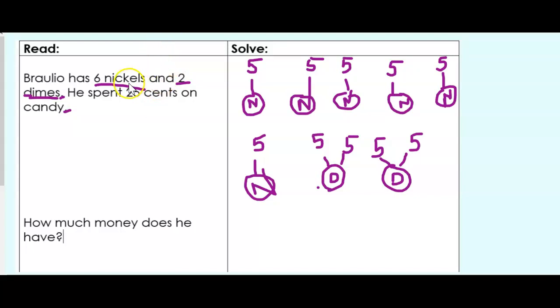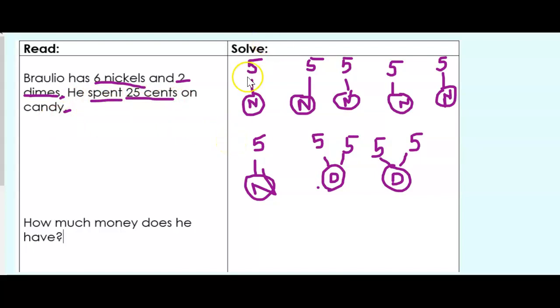Yes, we're taking money out of the bowl. So when you take something out, that means you're taking it away. Does taking away mean to add or subtract? Yes, you're right. It means to subtract. So we're going to first underline 25 cents and the word spent. We knew to subtract 25 cents because it said he spent 25 cents on candy.